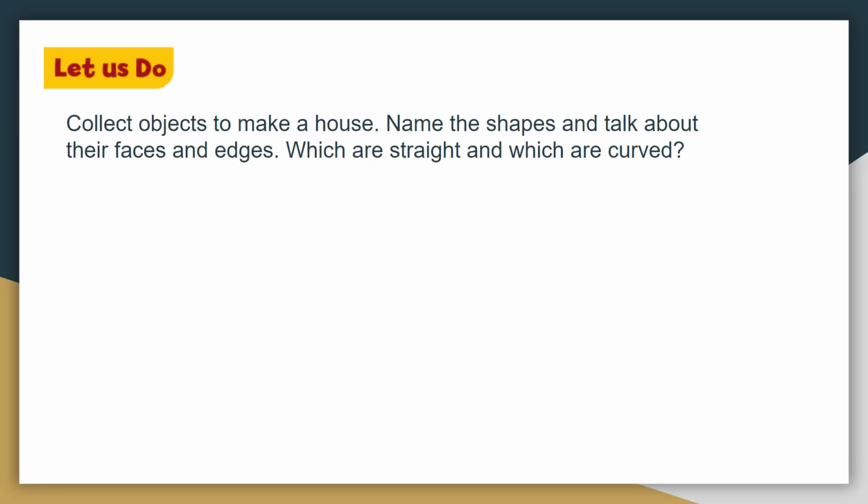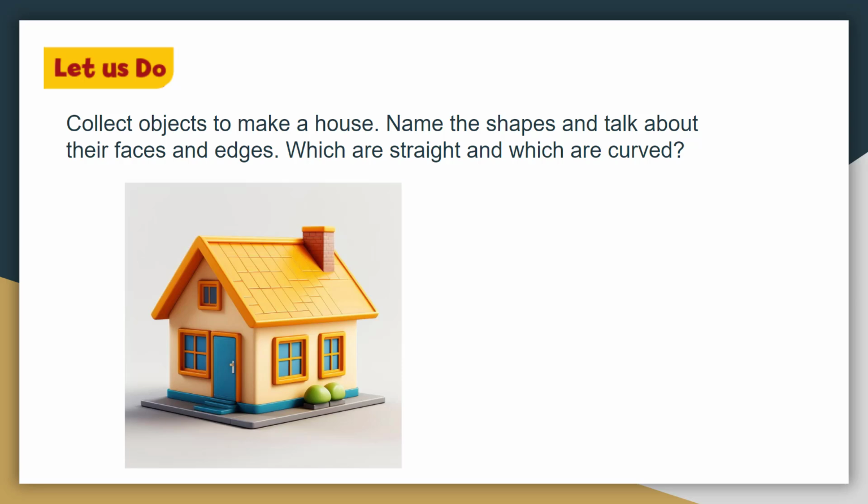Let's do one more activity. Collect objects to make a house. Name the shapes and talk about their faces and edges, which are straight and which are curved. So here you can see an image of a house. This is just for an example. You can create different types of houses using different shapes and objects, and name the shapes and talk about their faces and edges.